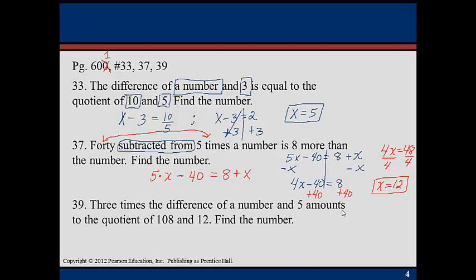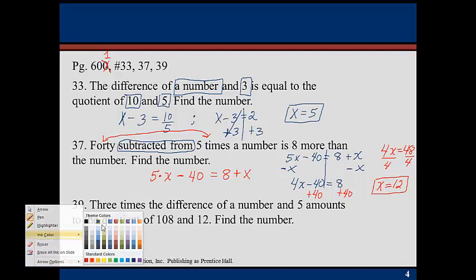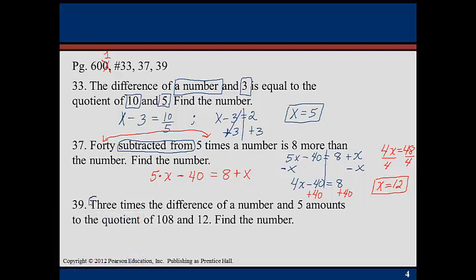Now number 39. It says 3 times the difference of a number and 5 amounts to the quotient of 108 and 12. Find the number. So let's start by writing our equation. So 3 times, this means 3 is multiplying, so it's going to be 3, then a dot, that means multiply. The 3 is multiplying what? The difference.